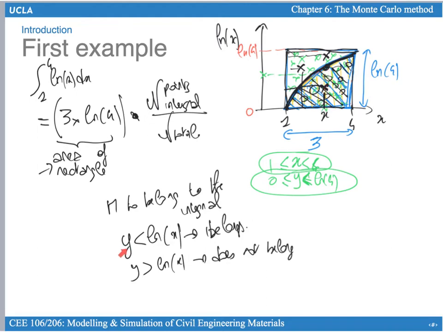So if the y value is below log of x, then this point belongs to the integral and should be counted. If y is larger than log of x, then the point does not belong to this integral, and it should not be counted. So that's the main idea of the Monte Carlo algorithm: generate random numbers, then check whether a given condition is satisfied or not. If yes, count this number. If not, don't count this number. That's the key ingredient of the Monte Carlo algorithm.